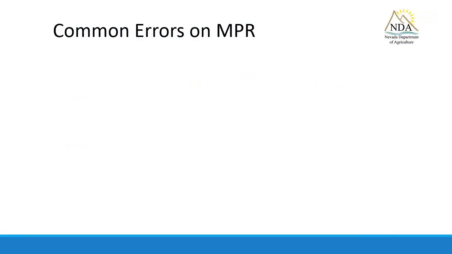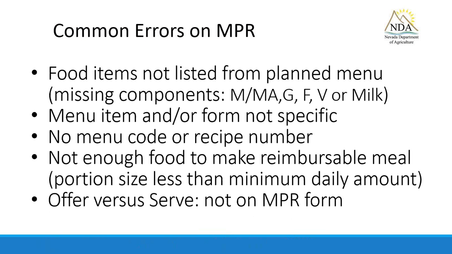Out in the field, we do see a number of common errors on menu production records. These are food items that are not listed from the planned menu, which would be missing components, such as a meat alternate, a grain, a fruit, a vegetable, or a milk. The menu item and the form is not specific enough. When you're filling them out, you need to be very clear on which item you're using and the form, so it can be traced to the requirements of the National School Lunch Program.